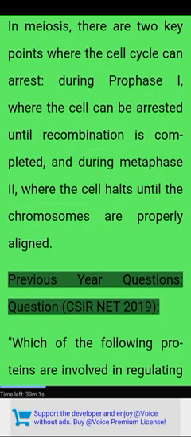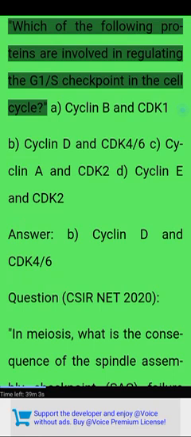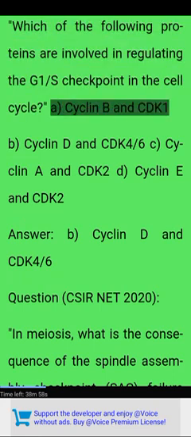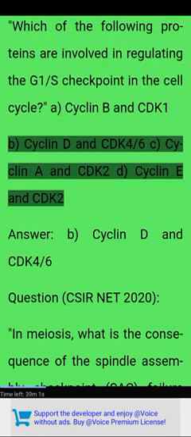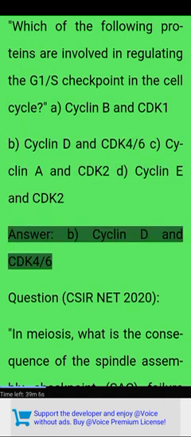Question CSIR NET 2019. Which of the following proteins are involved in regulating the G1/S checkpoint in the cell cycle? A. Cyclin B and CDK1. B. Cyclin D and CDK4/6. C. Cyclin A and CDK2. D. Cyclin D and CDK2. Answer: B. Cyclin D and CDK4/6.